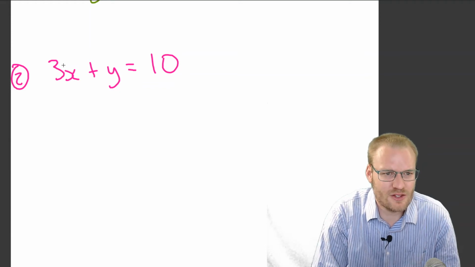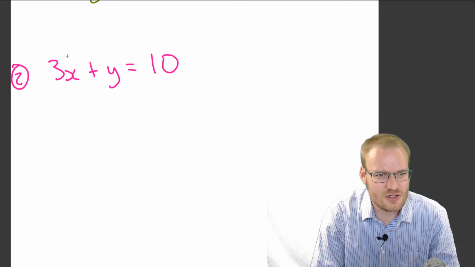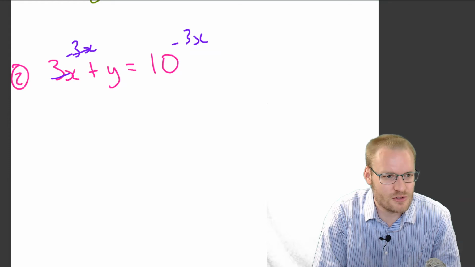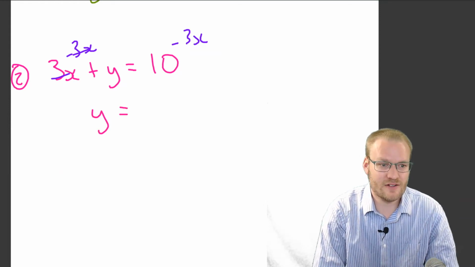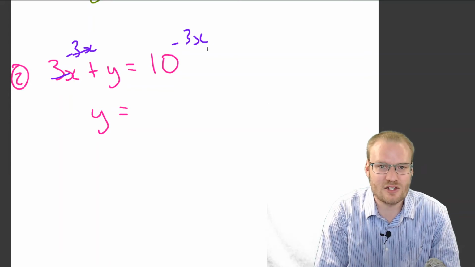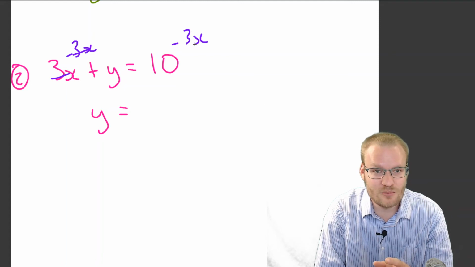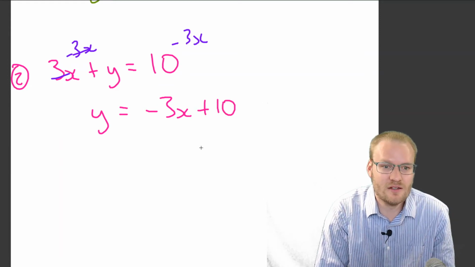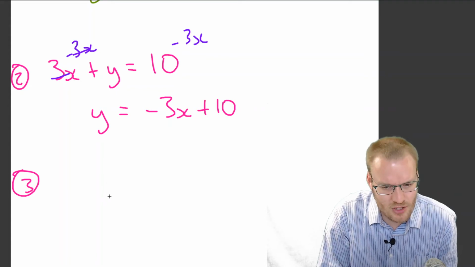Well, I don't want that 3x, so what can I do to that side to eliminate the 3x? I can just minus 3x, and those two sort each other out. So we've got y equals, and to save ourselves a step, I'm not going to write 10 minus 3x, because we know we want the x part at the beginning. As long as you keep the sign with it, it's minus 3x, and this is a positive 10, so it's a plus 10. There it is, standard form. Okay, not too bad.